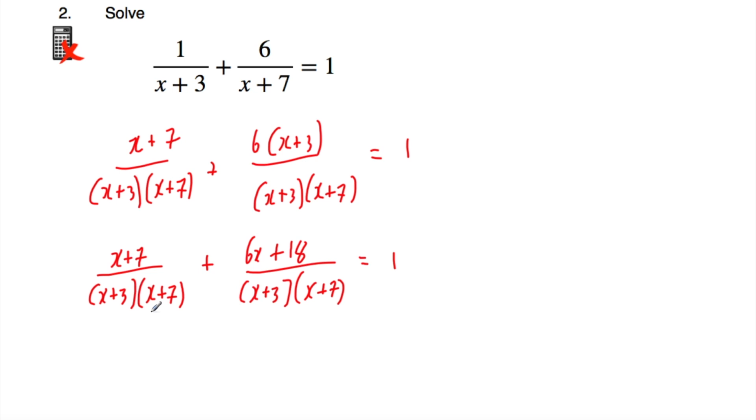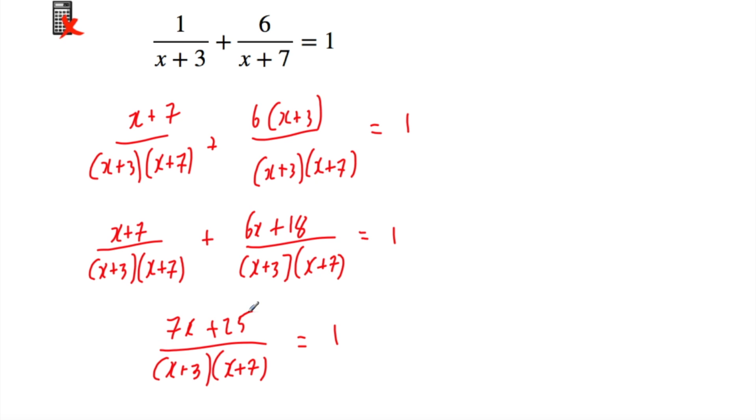Now we've got two fractions with the same denominators. Now let's add together the numerators. So x plus 6x is 7x, and 7 plus 18 is 25, so plus 25. We've just added together the x's, which is 7x, and added together the 7 and 18, which is 25. And that's all going to be over our denominator of x plus 3 brackets x plus 7. So we just added together the numerators, and that equals 1. So we've added together the fractions. Now we've got a fraction equals 1.